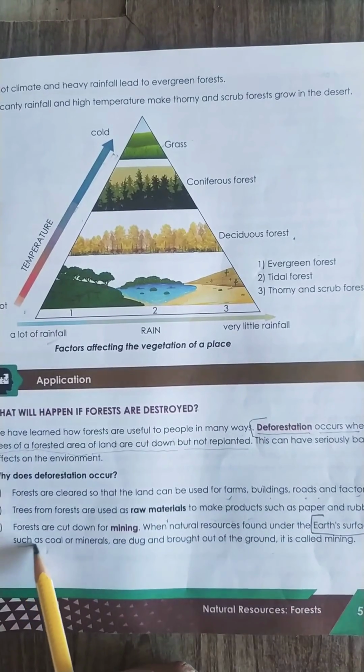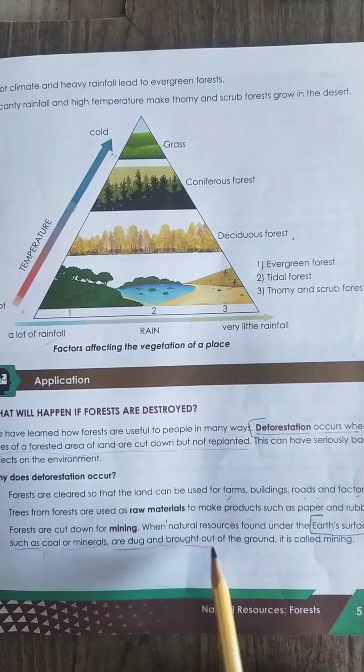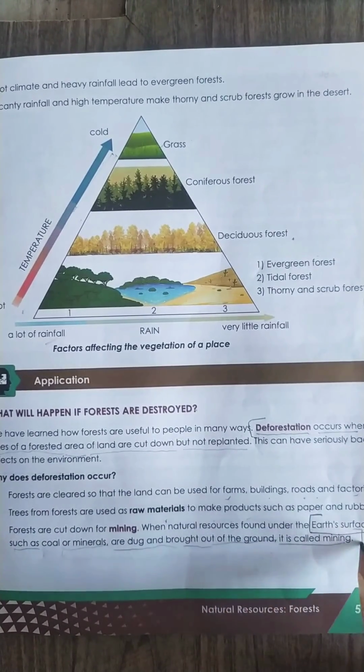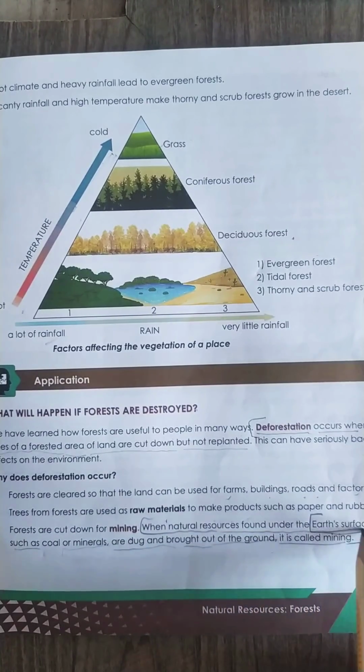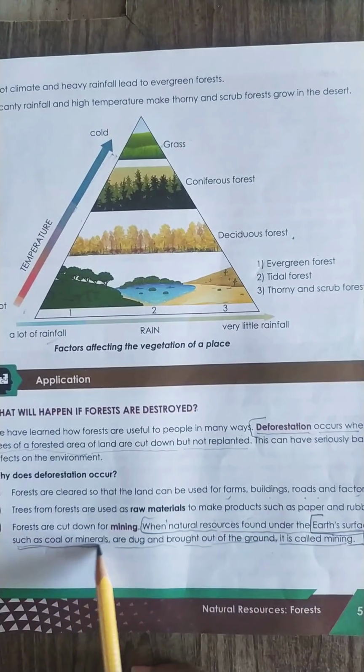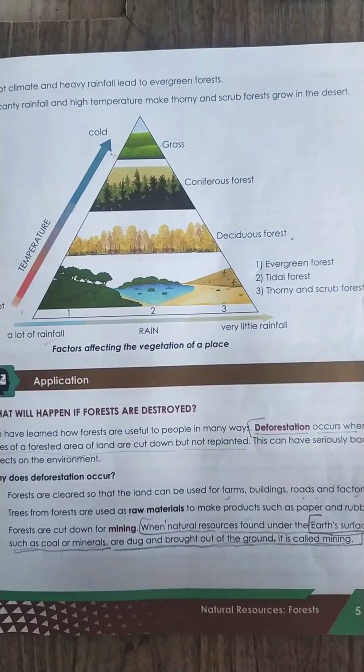Earth's surface, such as coal, minerals, are dug and brought out of the ground, it is called mining. So what is mining? When natural resources found under the Earth's surface, such as coal or minerals, are dug and brought out of the ground, it is called mining.